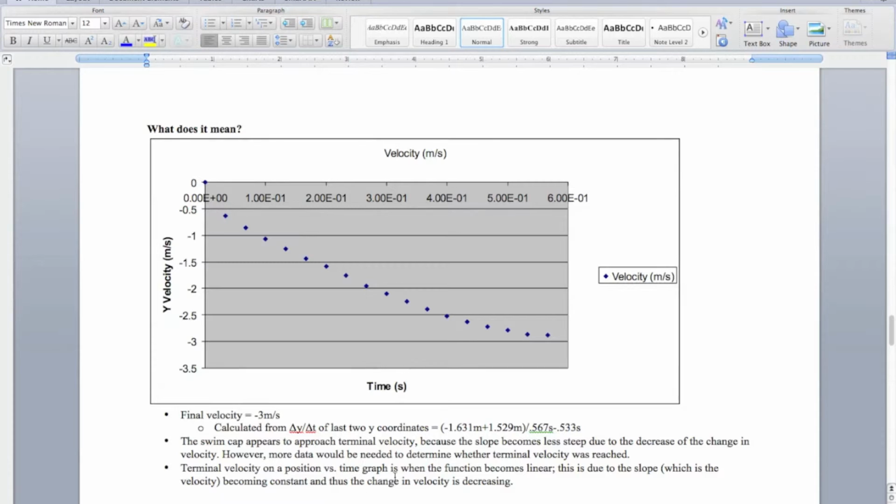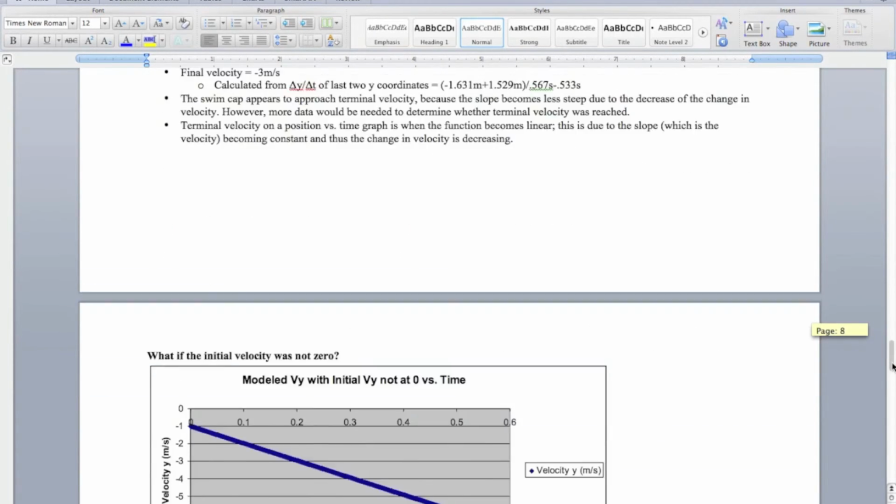Terminal velocity in a position versus time graph is when the function becomes linear, which is due to the slope, which is the velocity, becoming constant, and thus the change in velocity is decreasing.